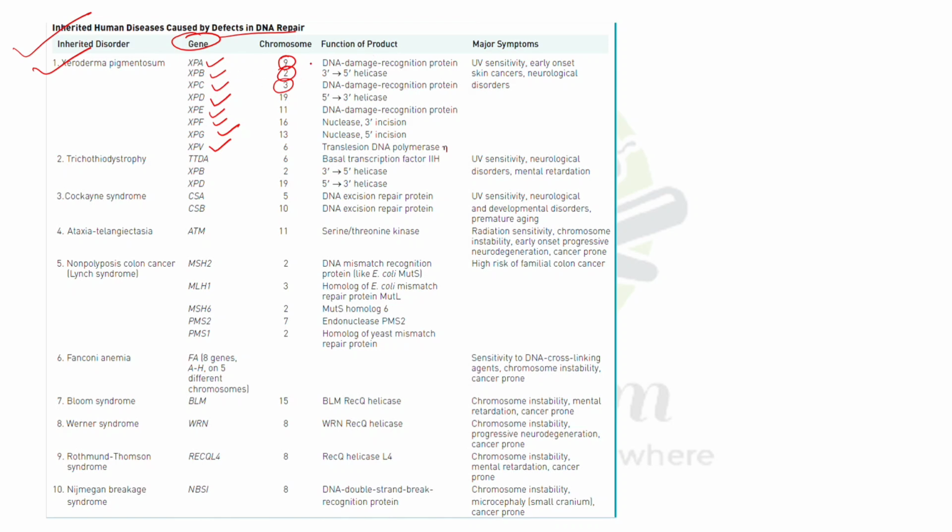What is the function of the gene XPA? It is involved in DNA damage recognition. It recognizes the protein responsible for surveillance of DNA damage, that is, yes, DNA damage has occurred and we have to go and look. So detection is the main thing first. If recognition and detection cannot happen, how will the repair mechanism work? You can see XPB is responsible for 3' to 5' helicase activity.